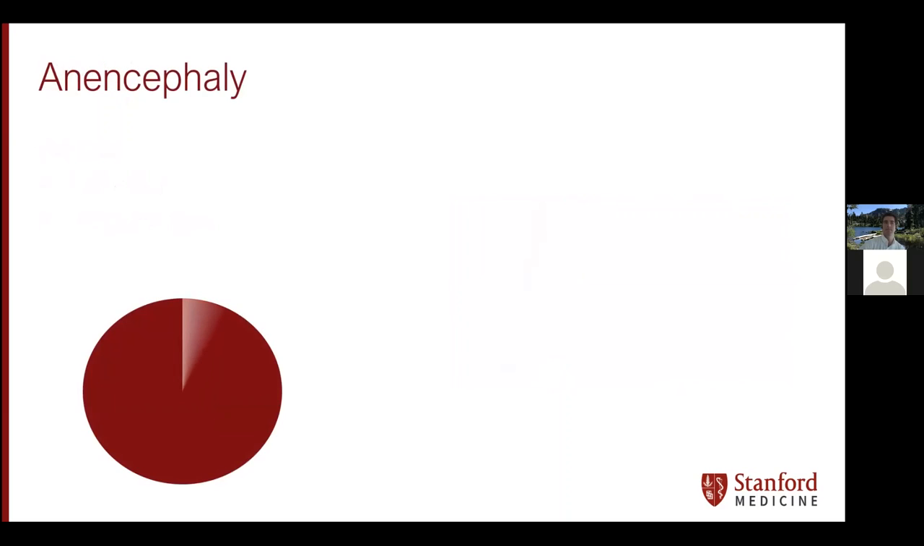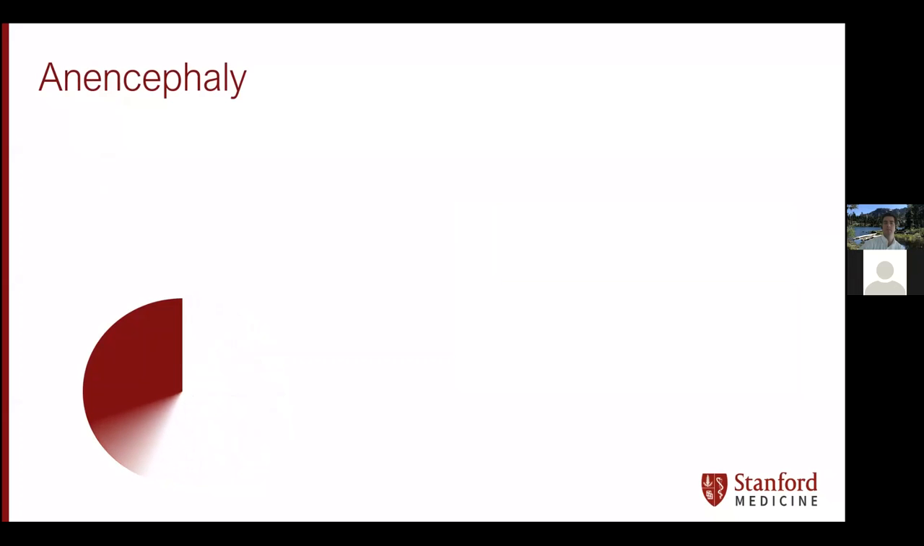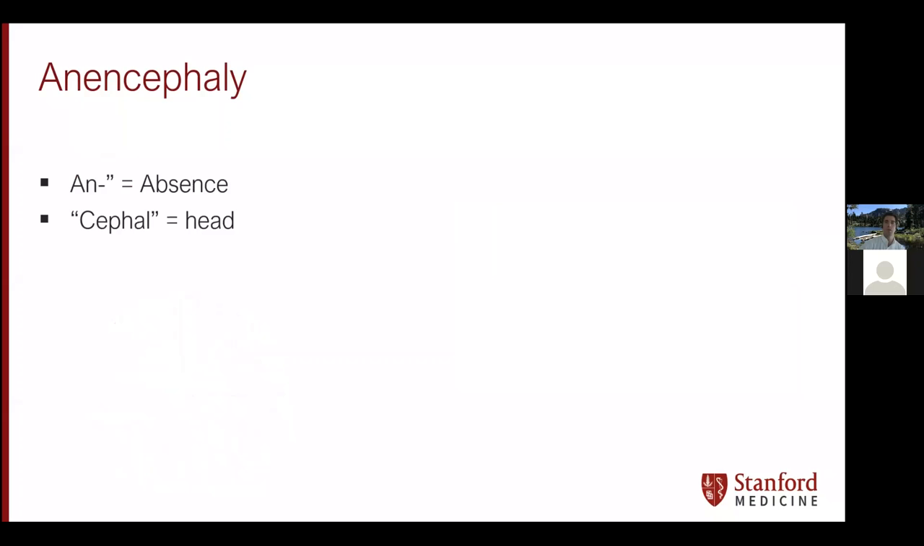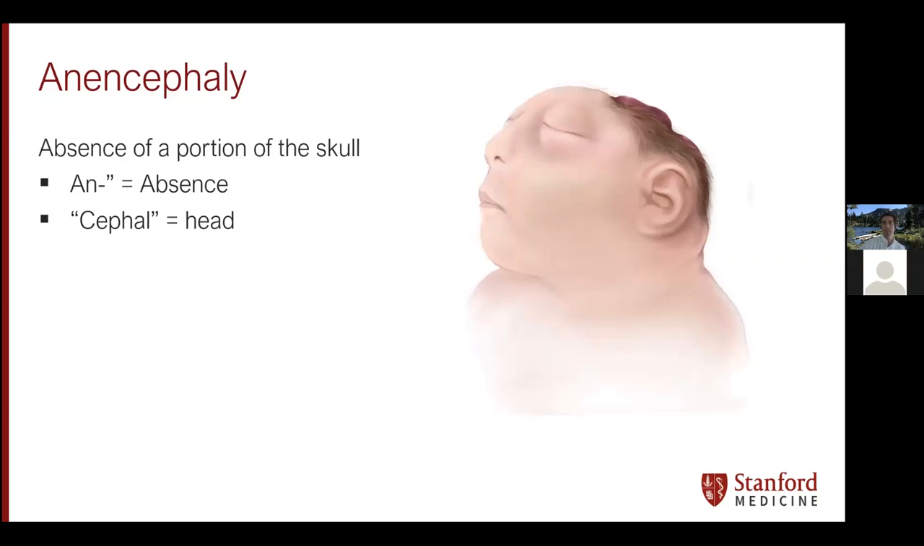Next one we have is anencephaly. Yeah, so I think most people got to it. So an is absence and cephal is head. So anencephaly is an absence generally of a portion of the skull. It's a congenital condition that patients can present with, and generally is fatal at birth, unfortunately.